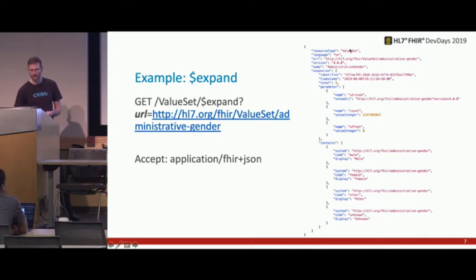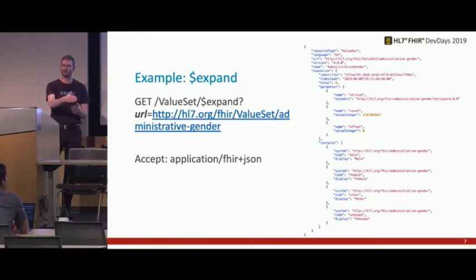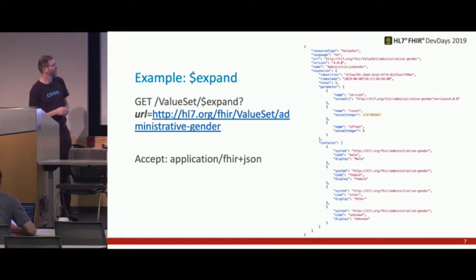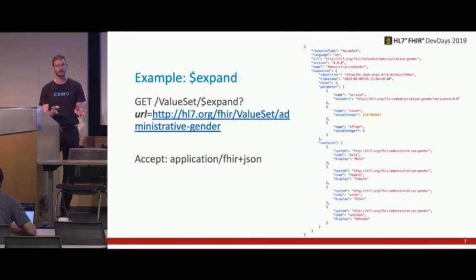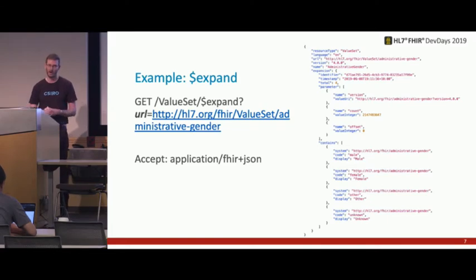And we get back a value set resource with an expansion element. So the expansion both tells us what the parameters were that were given to the expand, because without knowing that, if we were to later use that value set, we wouldn't know how it was constructed. And then it comes back with the concepts that match the expansion request. So in this case, I didn't give it any parameters except the URL of the value set that I wanted to expand. So it's just come back with the codes that are in that value set. It hasn't filtered them in any way.